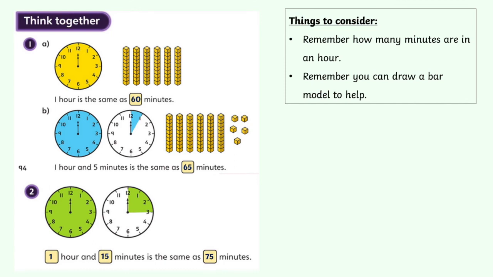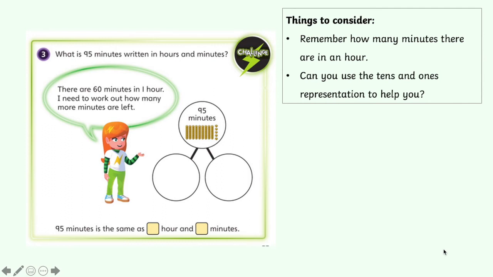Okay, time for the challenge. So today's challenge says this. What is 95 minutes written in hours and minutes? And Astrid has helpfully reminded us that there are 60 minutes in 1 hour. And she thinks that you need to work out how many more minutes are left to get to 95. So have a go at filling in this part whole model and filling in these boxes. 95 minutes is the same as how many hours and how many minutes. Click pause here and have a go.